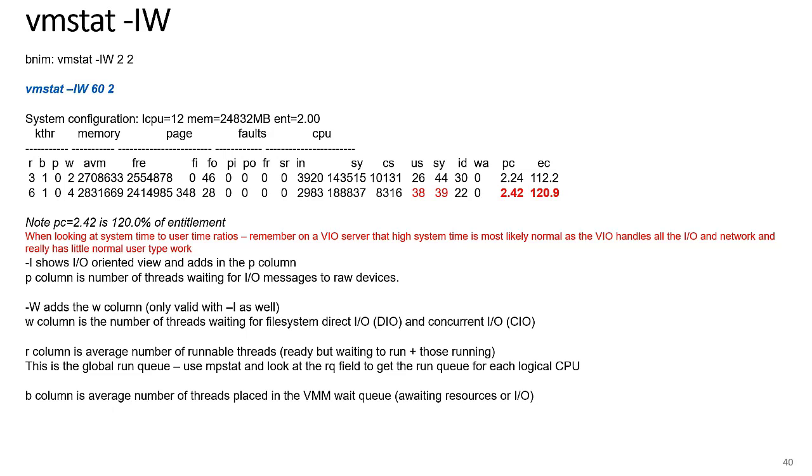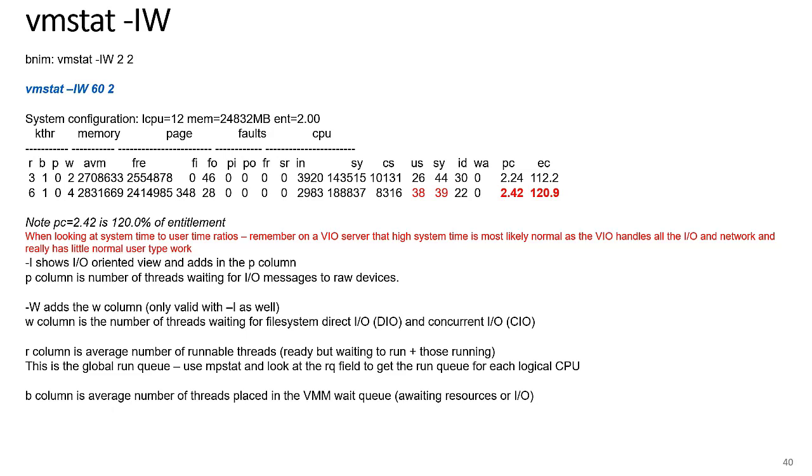So if you're in an environment like Oracle where you're using concurrent I/O, then you're going to want to have that. The R column is your average number of runnable threads, and that's the global run queue. So it includes the ready and waiting to run plus those running. And then the B column is the number of threads waiting on some kind of resource. It could be memory, it could be I/O.